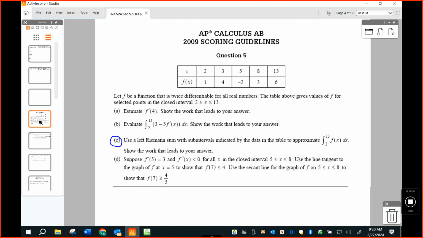We are given 5 x values. X equals 2, 3, 5, 8, and 13. And f of x equals 1, 4, negative 2, 3, and 6. So just copy down the table.